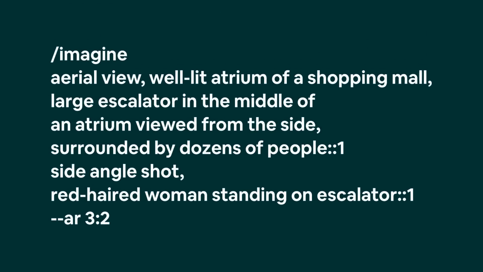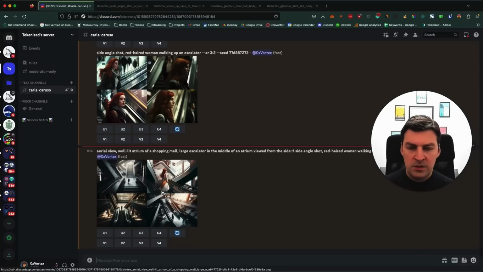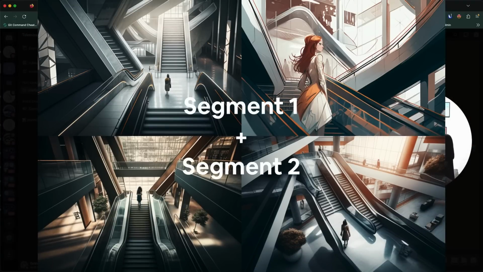Imagine aerial view, well-lit atrium of a shopping mall, large escalator in the middle of an atrium viewed from the side, and that ends the first segment of our multi-prompt, and it's given a weight of 1. And then a side angle shot, red-haired woman walking up an escalator, and that ends our second segment, also with a weight of 1. So what happens is that the multi-prompt blends these two concepts together and gives us this set of 4 images. Once again, I'm only doing this to show you what they actually look like.